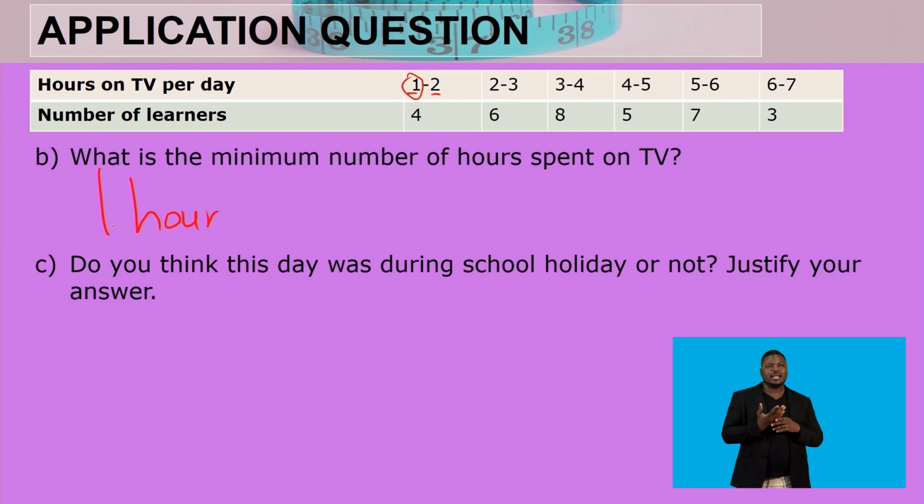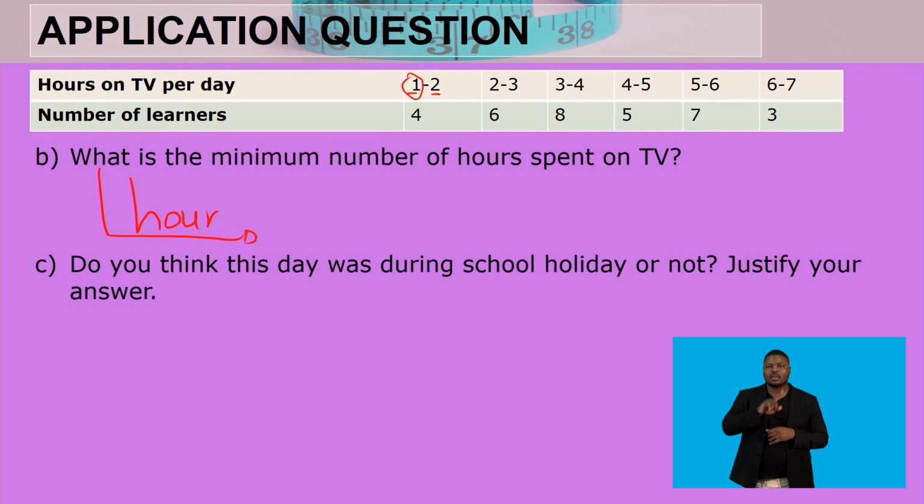Then question B says, what is the minimum number of hours spent on television? So the interval is between 1 and 2. So it means the minimum is actually 1 hour. That is the minimum number of hours spent on television.